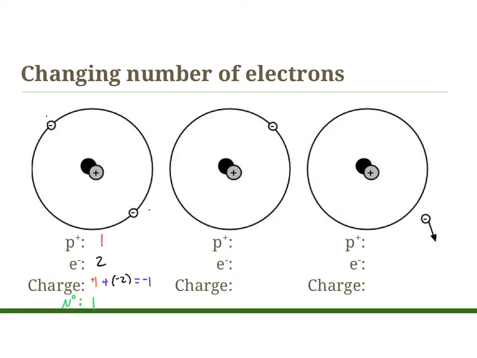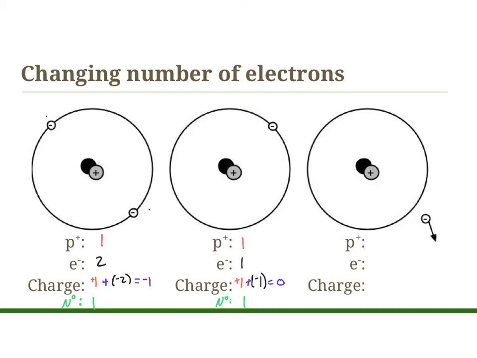Okay? Now, in the case of the second, middle atom, I see that I have 1 proton, my neutrons are also equal to 1, and I see that I have 1 electron. So when I assess charge here, I take my +1 plus my -1, and that gives me a charge of 0. So this would be considered a neutral atom.